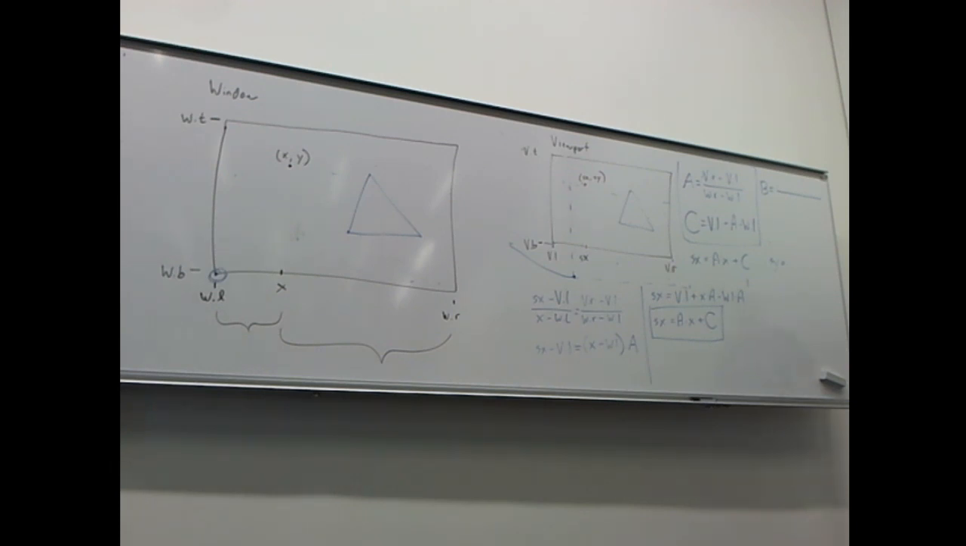VT minus VP. So viewport top minus viewport bottom, which is basically the height of the viewport, divided by world top minus world bottom. So we've simply got a ratio between the heights, same as we had a ratio between the widths. Cool. D, like somebody said after you said C prime. D equals then what?